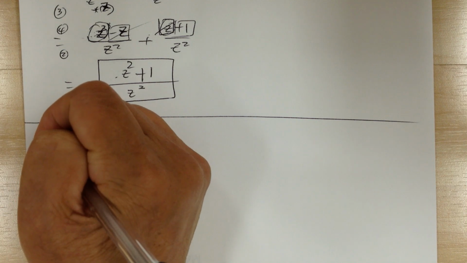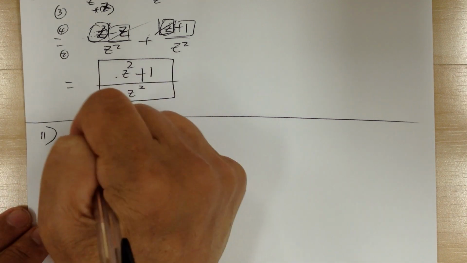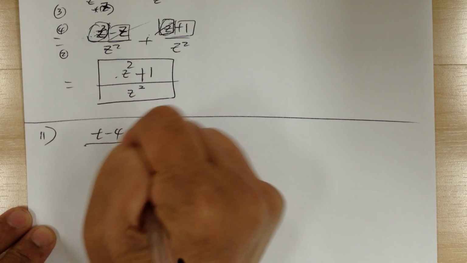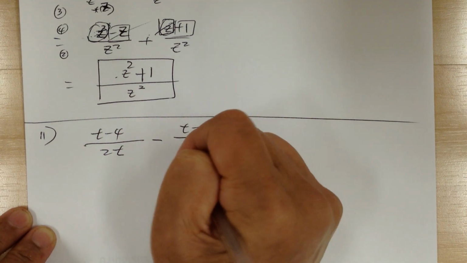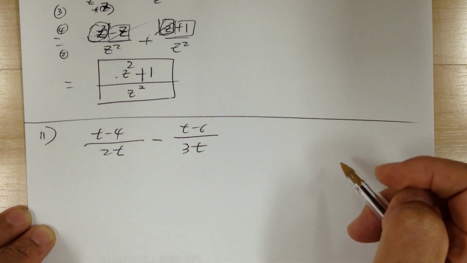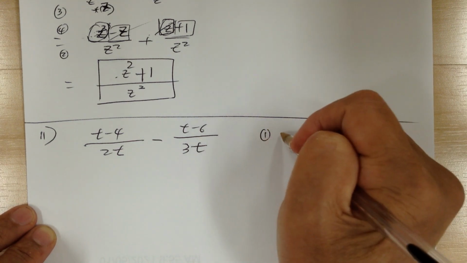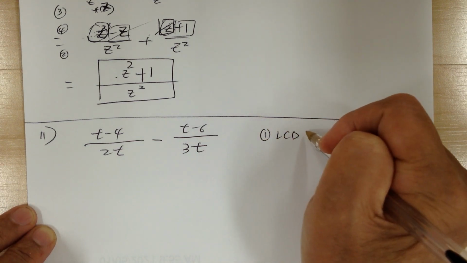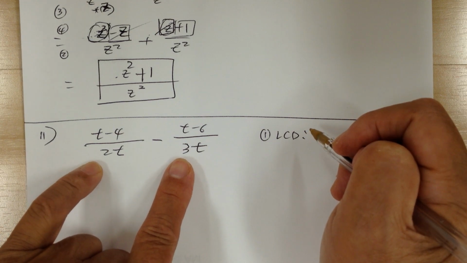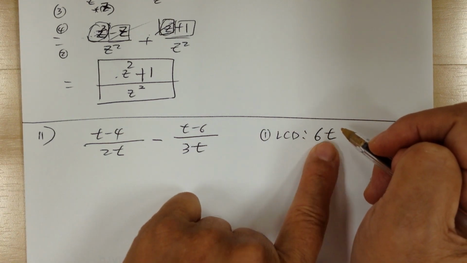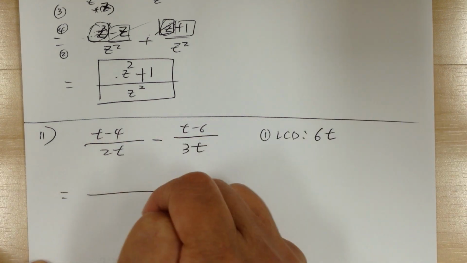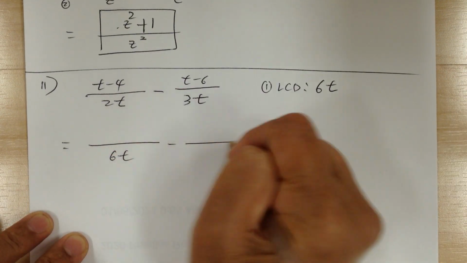Okay, 11. You have t minus 4 over 2t minus t minus 6 over 3t. Again, step 1, LCD. So LCD of 2 and 3 is going to give you 6. t and t will give you t. So LCD is 6t.